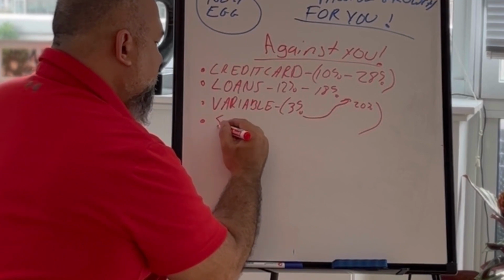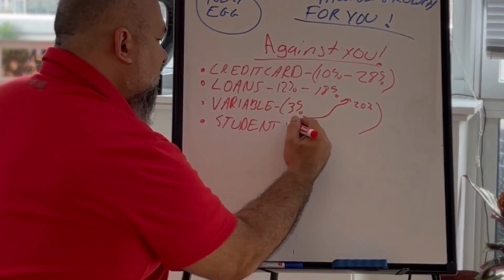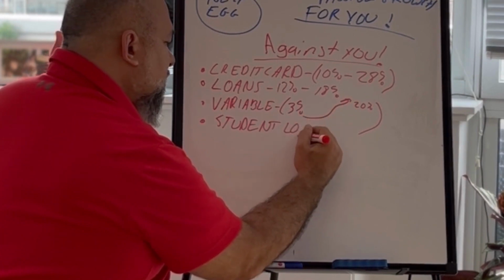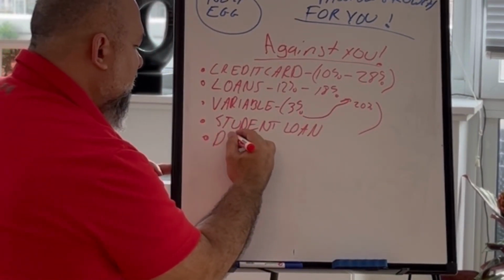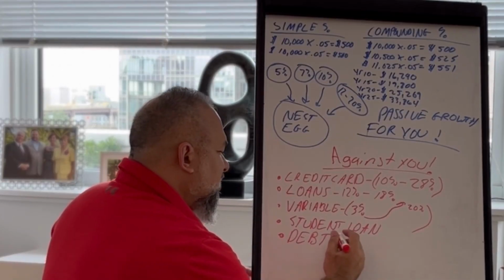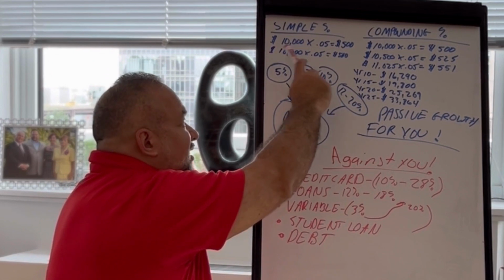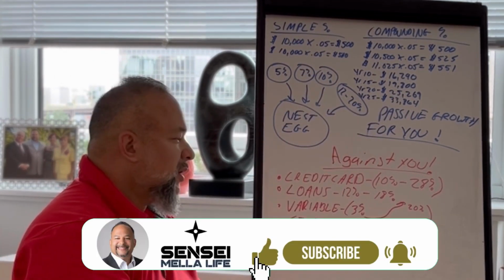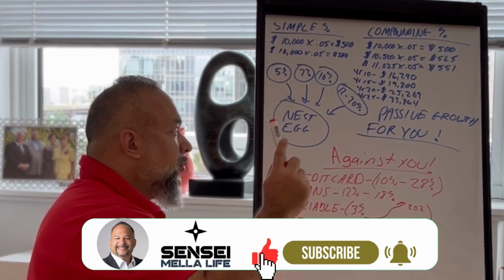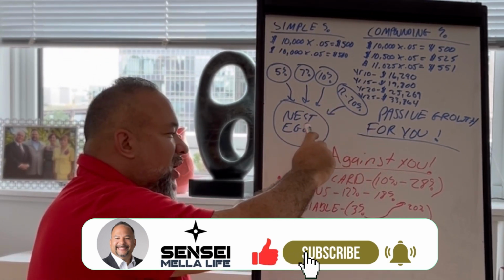And then of course you have student loans, right? Many of us have large student loan debt and just other forms of debt. All of these things are working against you, using these same concepts of compounding and simple interest against you. So you want the money coming into your nest egg, or do you want to give it away?